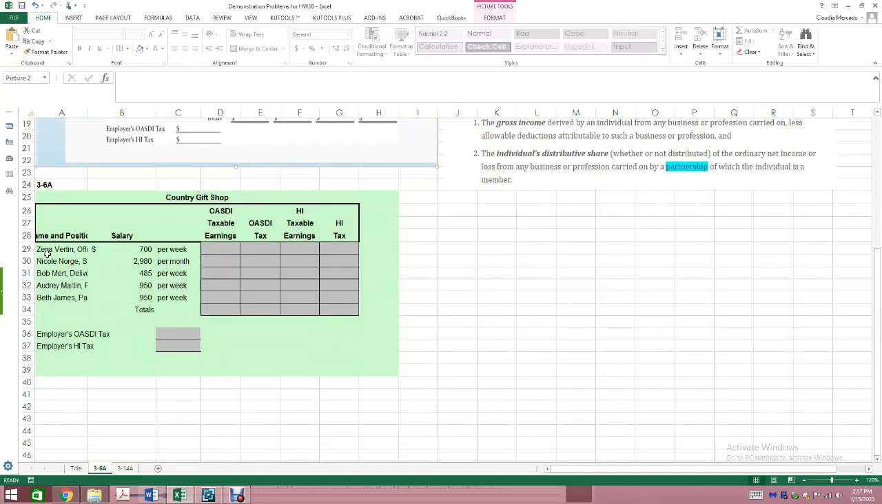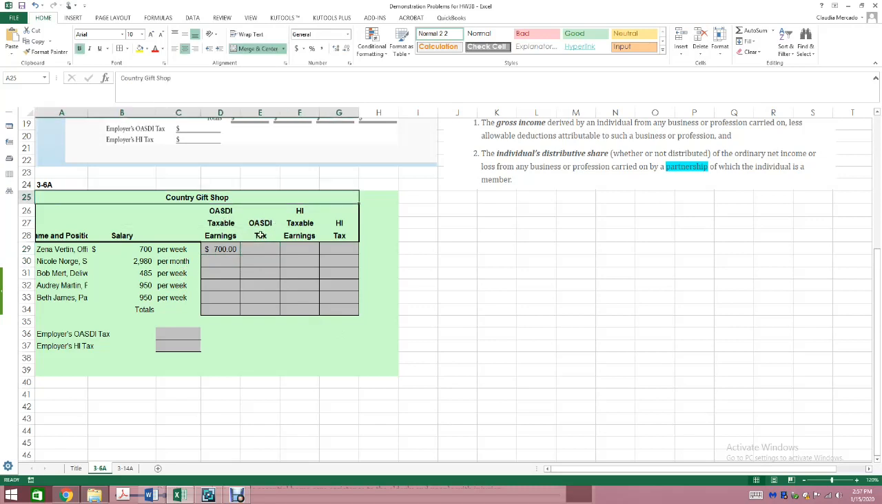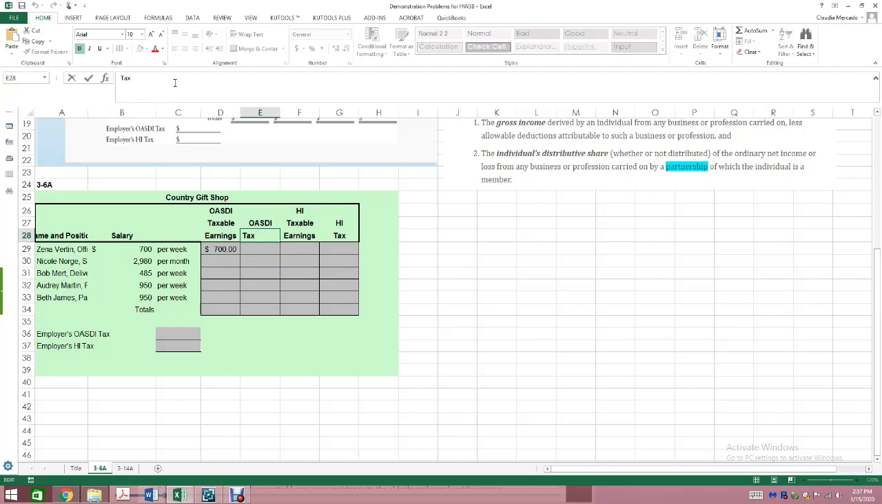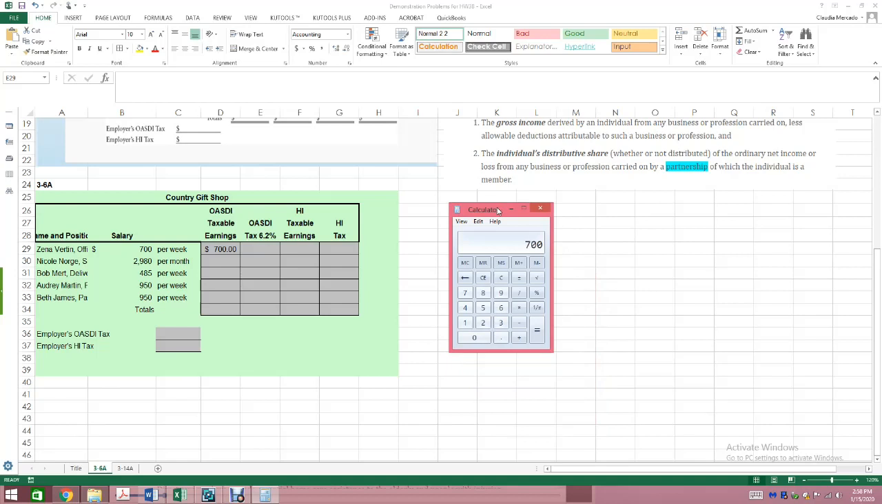So Cena makes $700 per week. What is my OASDI taxable earnings? Well, they made $700. It's all taxable. What is my tax? Well, I know that for OASDI, my tax rate is 6.2%. I'm going to put that in here so I know. My OASDI tax is 6.2%. So I'm going to get my calculator out and do 700 times 6.2%. That's going to give me $43.40.